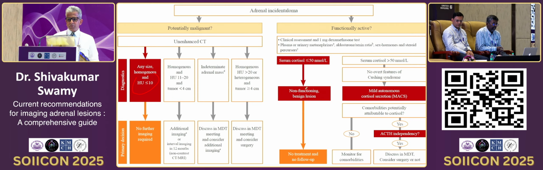And if on the other side, it is functional and active, you do the hormone assessment, and based on the hormone assessment, you have to do the assessment. There's something called MACS, which is mild autonomous cortisol secretion, where there will be secretion, but the symptoms are not overt. These cases are also to be pushed in MDT.